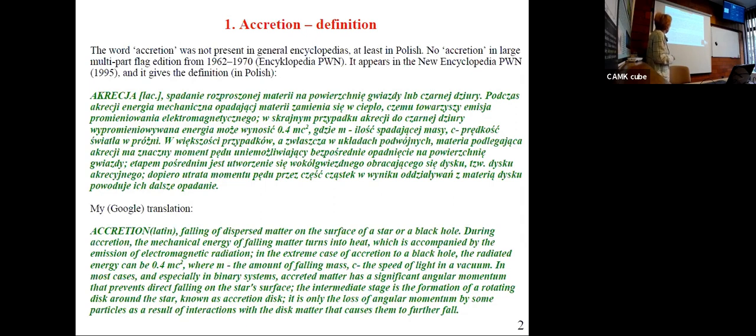In most cases, and especially in binary systems, the accreting material has significant angular momentum that prevents direct falling onto a star's surface. The intermediate stage is the formation of a disk around the star, known as an accretion disk.